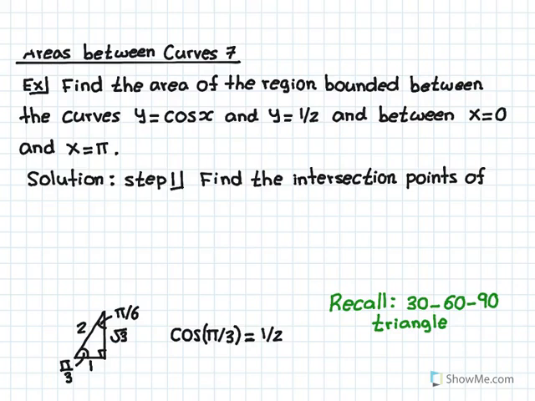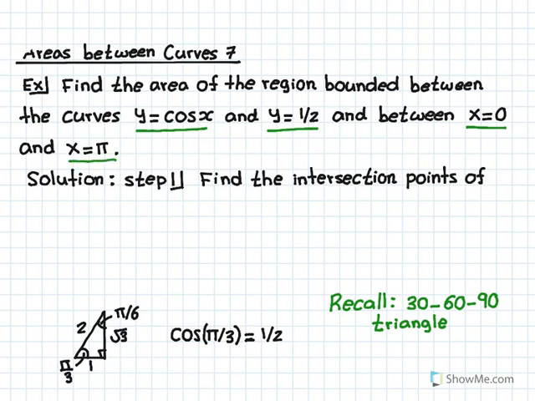In this video, we're going to look at another example of areas between curves. The question here is: find the area of the region bounded between the curves y equals cosine x and y equals 1/2, and between x equals 0 and x equals pi.